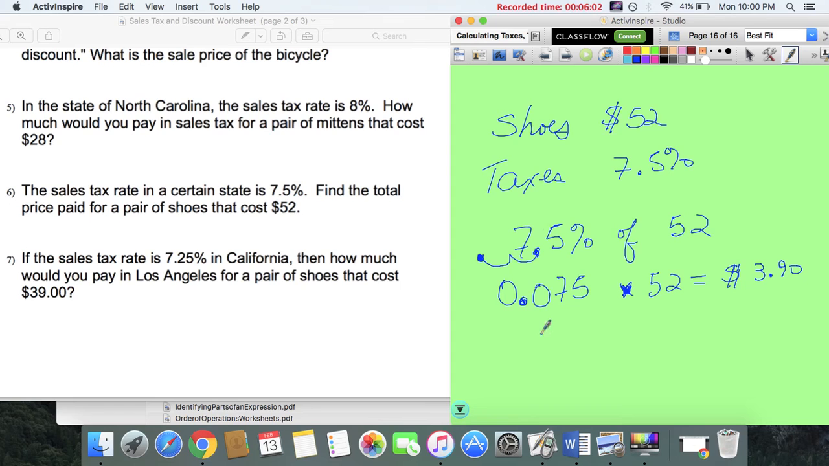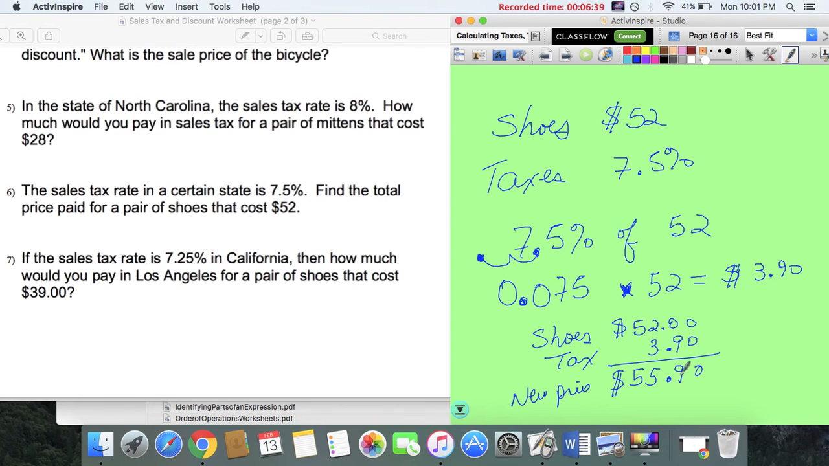So shoes, $52. I'll put 200, 2 decimals. Tax is something that you add to your total. So you're going to add $3.90. That goes for the city. 0 and 0, 0. 0, 9 is 9. Bring the decimal down. 2 and 3 is 5. And 5 comes down. So what's your new total? Your original shoes plus $3.90 in taxes gives you your new price of $55.90.